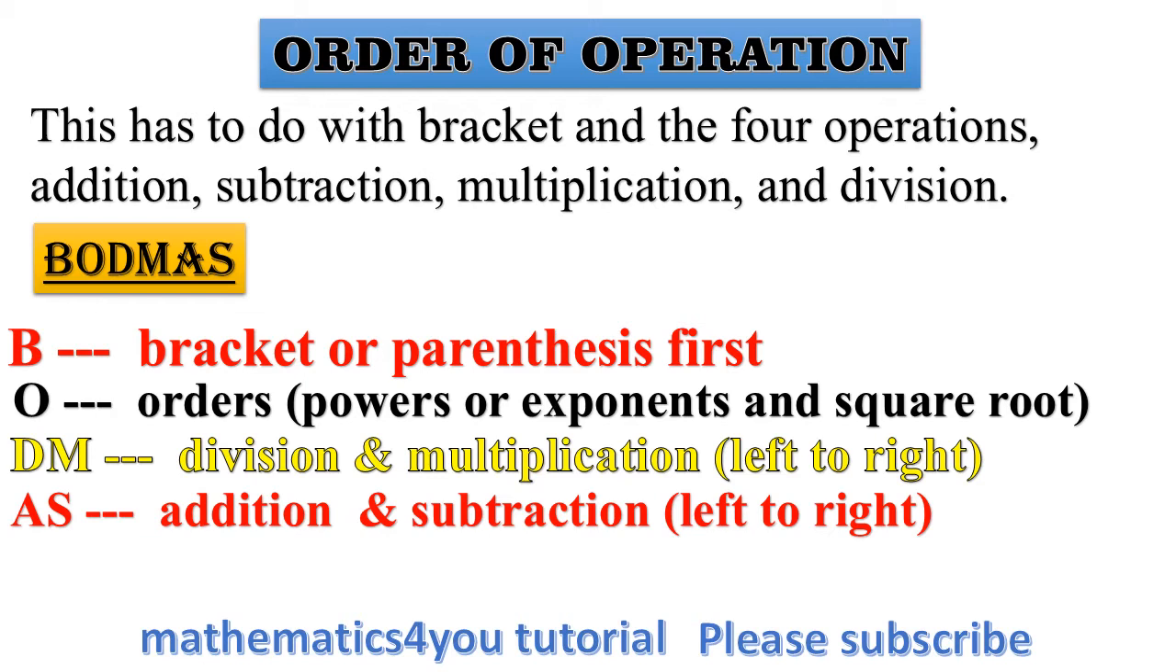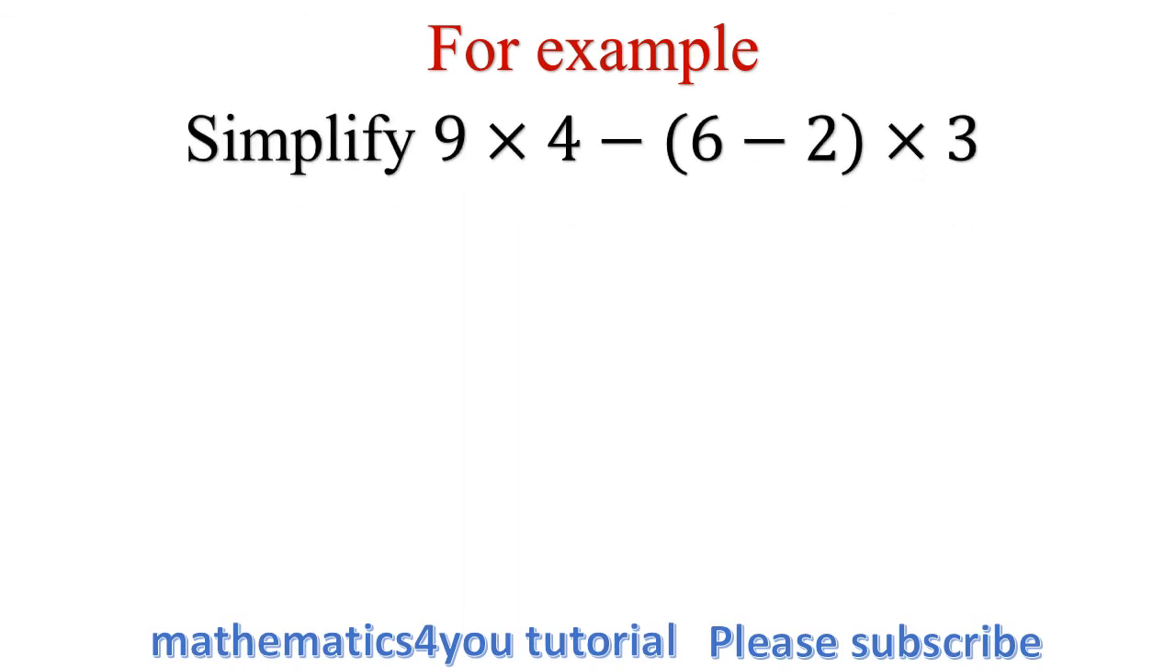Let's take an example. Simplify 9 times 4 minus parenthesis open 6 minus 2 close parenthesis times 3. If you're given a problem like this, you have to know your acronym BODMAS. The first thing you look for is parentheses or brackets. Simplify the problem in parentheses first. From there you look for orders, which stands for exponents or power and square root. If there is none, you go to division and multiplication, from left to right. If there is none, then you go to addition and subtraction.